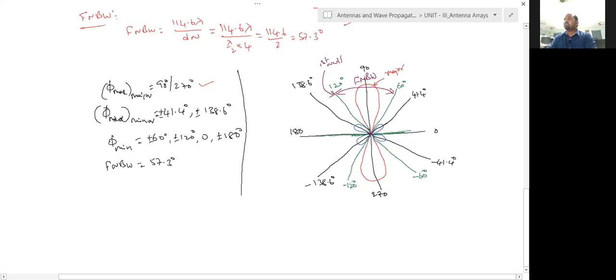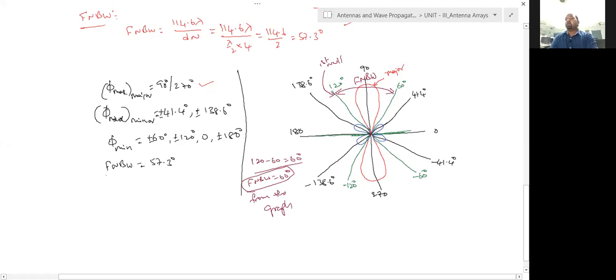So what is this width from the graph? This is 120 and this is 60. So 120 minus 60, how much? 120 minus 60 is 60. So therefore the first null beam width is 60 degrees from the graph.